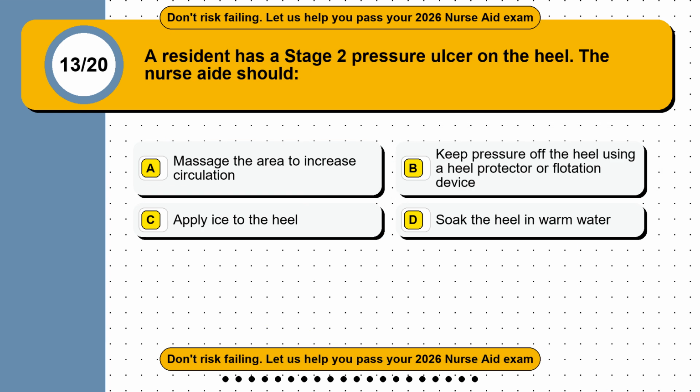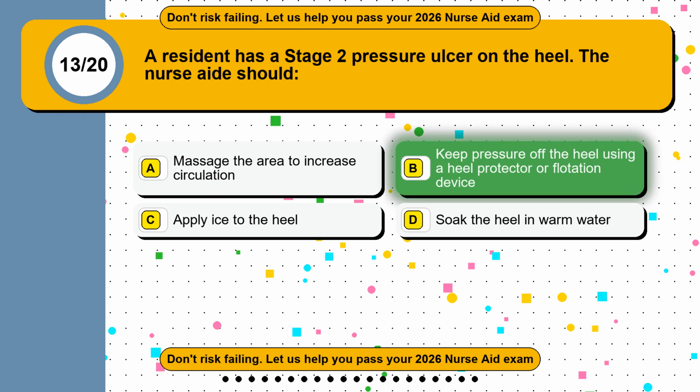Question 13. A resident has a stage 2 pressure ulcer on the heel. The nurse aide should: Option A, massage the area to increase circulation. Option B, keep pressure off the heel using a heel protector or flotation device. Option C, apply ice to the heel. Option D, soak the heel in warm water. The correct answer is option B. Keep pressure off the heel using a heel protector or flotation device.